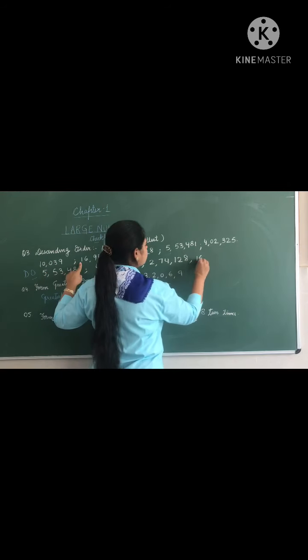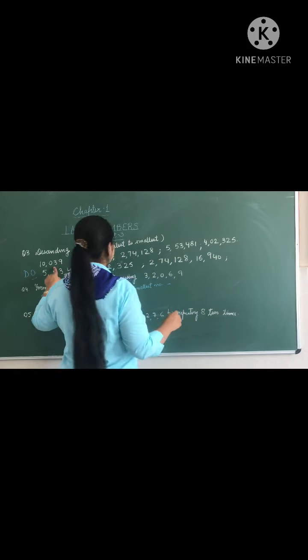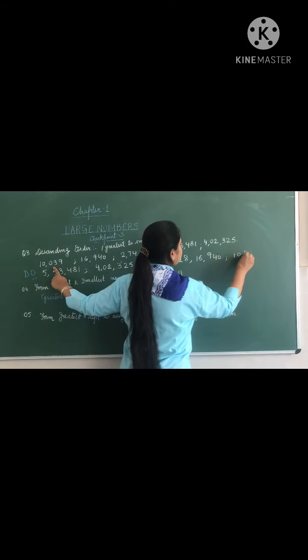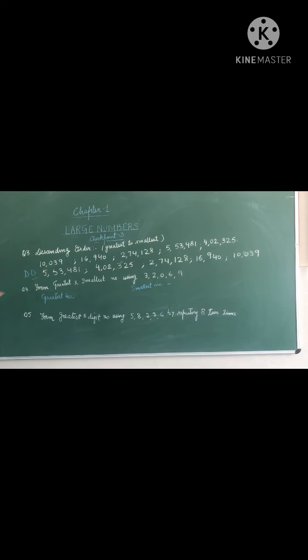Now moving to the thousands group, 10,000 and it is 16,000. 16,000 is greater, 16,940 and finally 10,031. Yes? Now moving to next question.